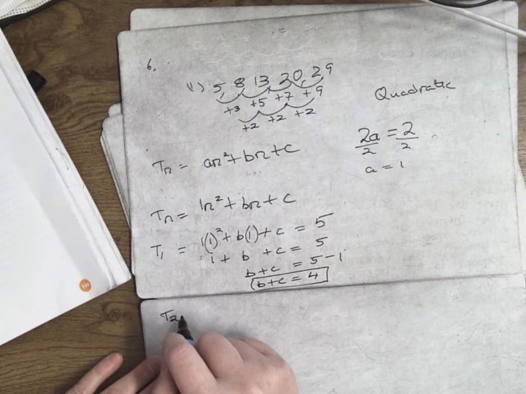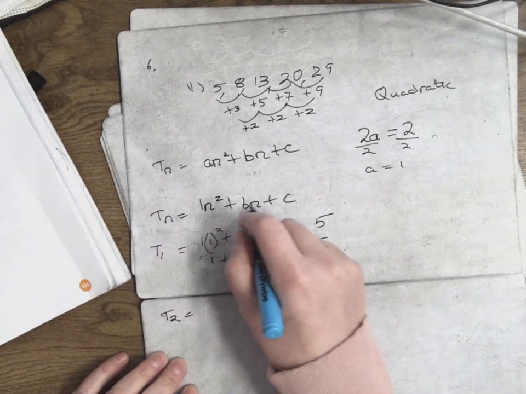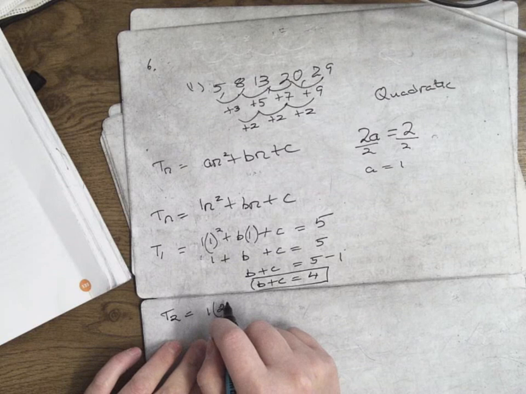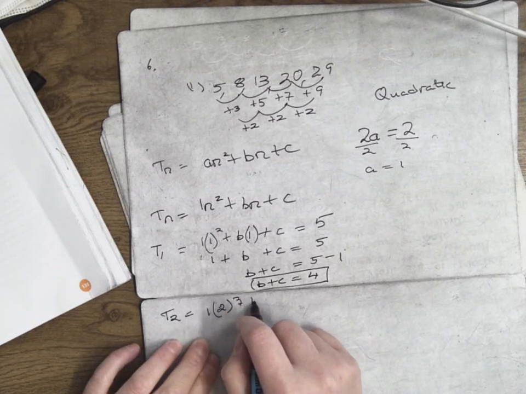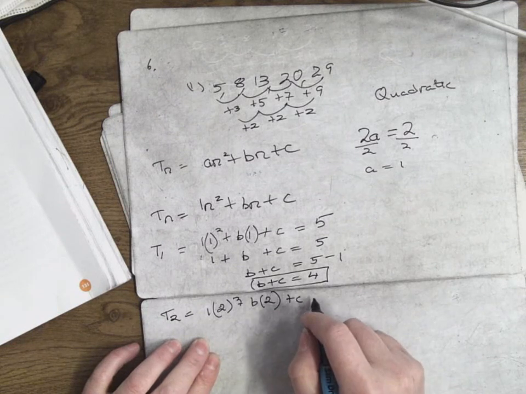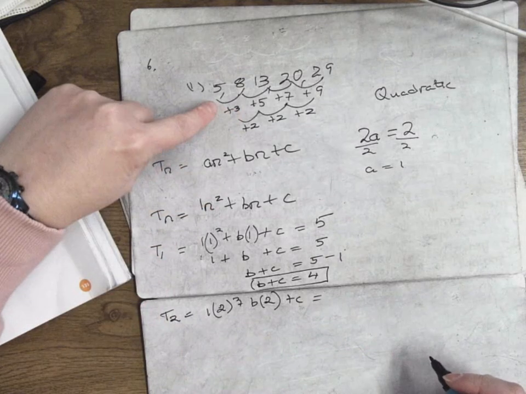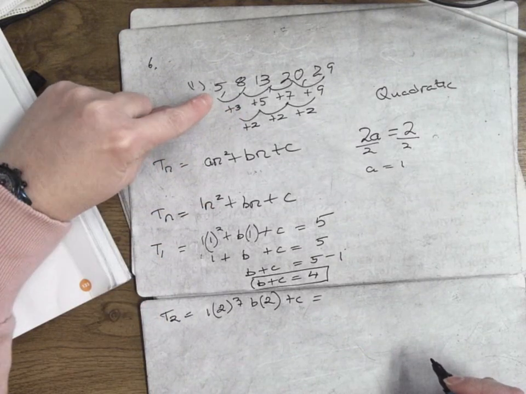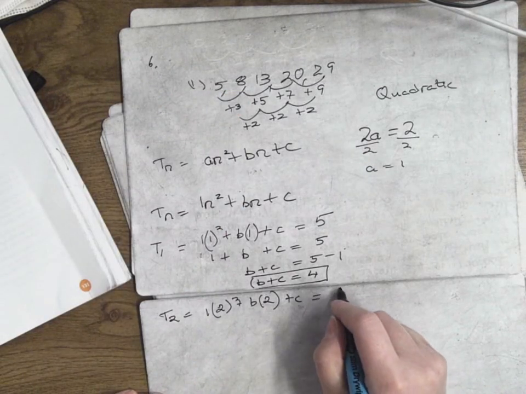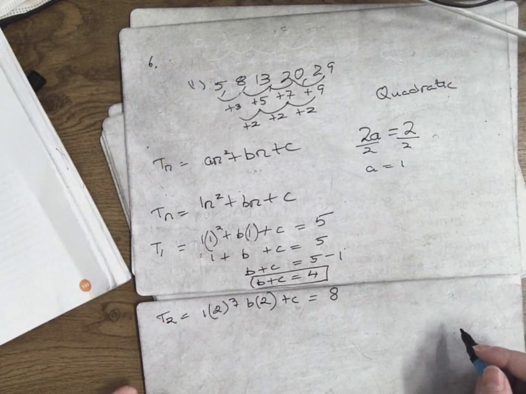So term number 2, n is the number of the term. So everywhere I see an n, back up here, I'm going to put in a 2. So that's 1 times 2 to b squared plus b times 2 plus c. Now the next bit is the bit that confuses people. You have to go right back up to the top and see what term number 2 is. So term number 1, term number 2. So when you work all that out, the answer is 8, because that's what term number 2 is, and that's the thing they told us up at the top.